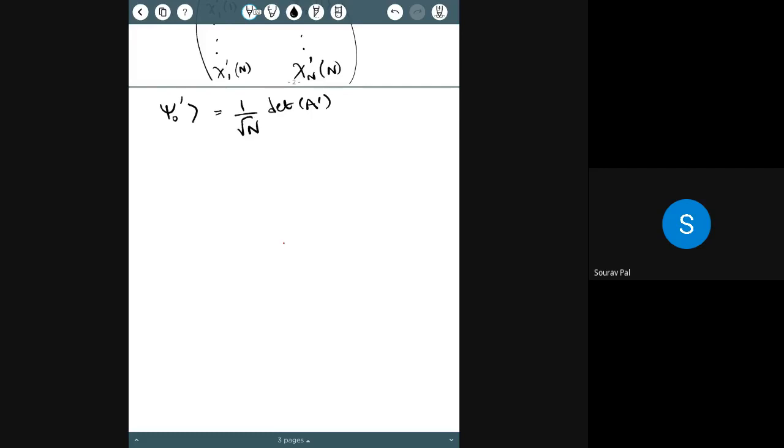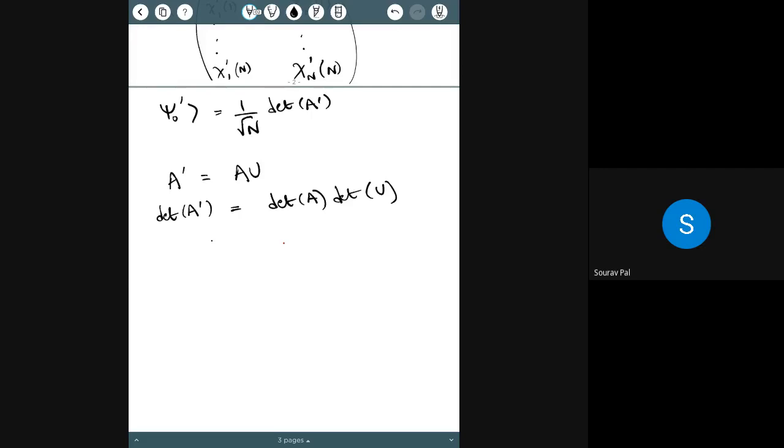Also, what is the determinant of A prime? So A prime is equal to AU. So the determinant of A prime is equal to the determinant of A times the determinant of U.